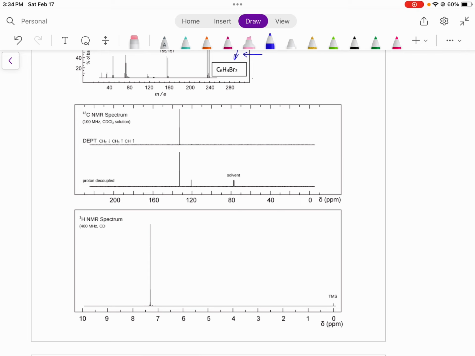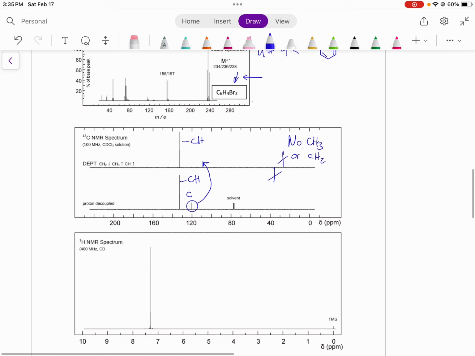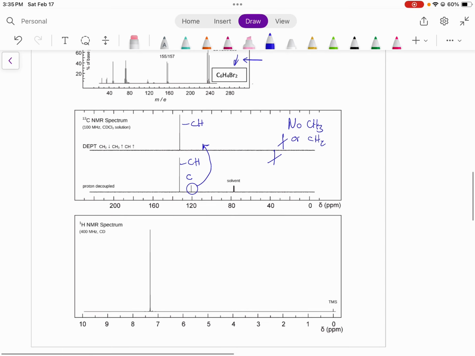And what we find with the CNMR is that it is very unusual in that there's no CH3 or CH2 signals. Nothing here or here. So we really just have CH. And since this signal isn't reflected in the DEPT line, this is just a C, a carbon, which we would expect since there's 6 carbons and only 4 hydrogens. We know that there's going to be 2 carbons with no hydrogens attached.